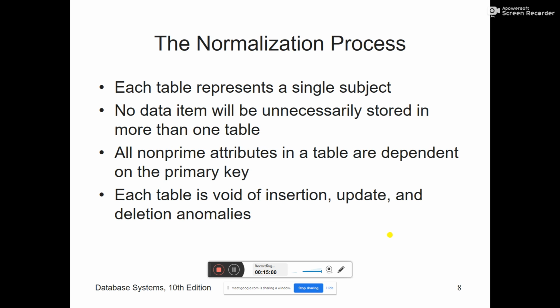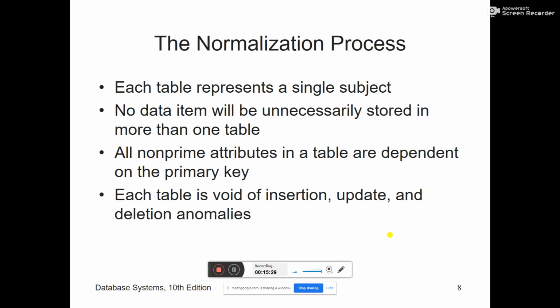Okay, the objective of normalization is to make sure that each table conforms to the concept of a well-formed relation. Table and relation mean the same. In database terminology, we call a table a relation. In the book also they use both terms interchangeably. Sometimes they call it a table, sometimes a relation. They both are the same thing.